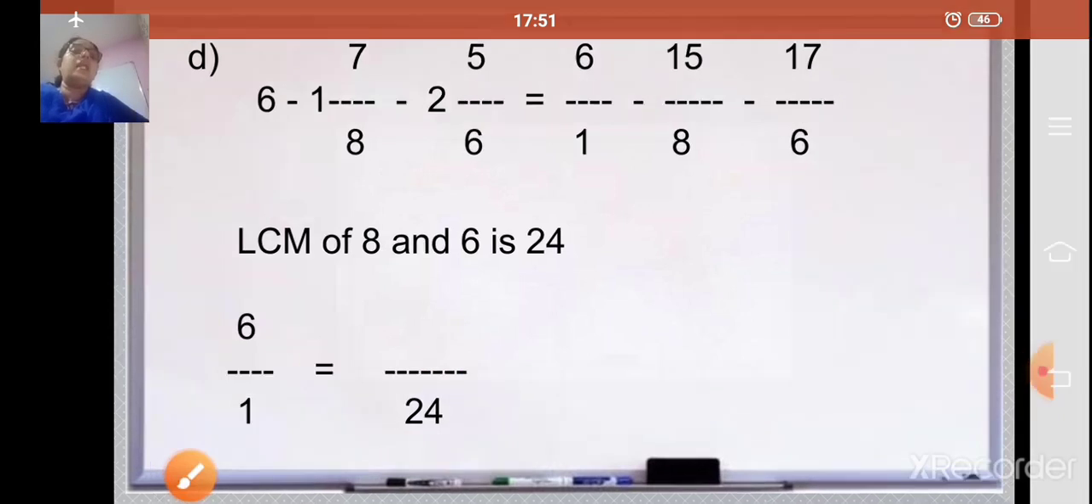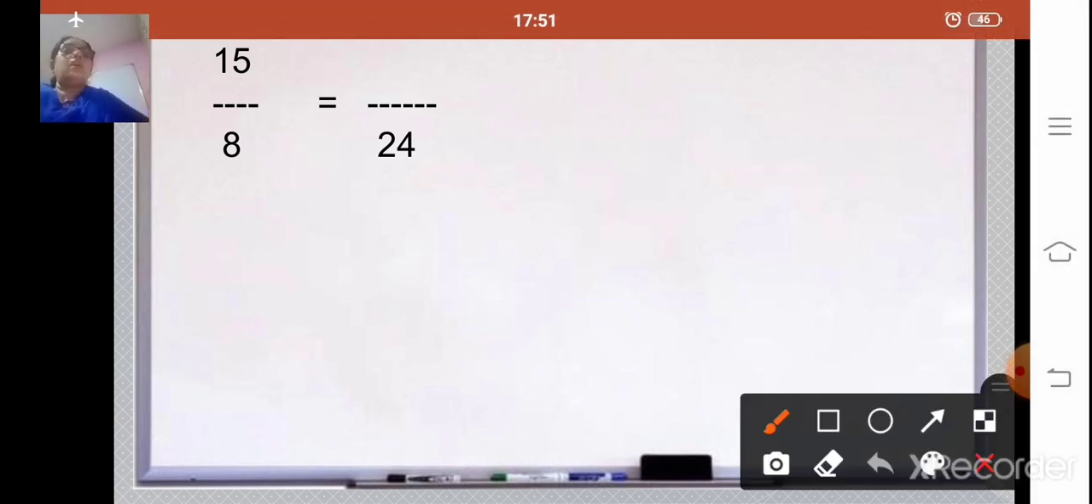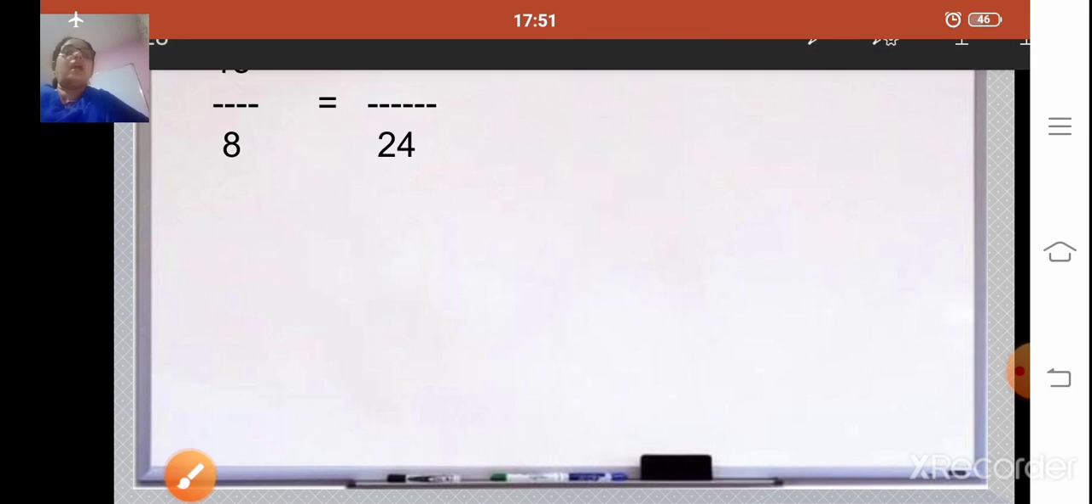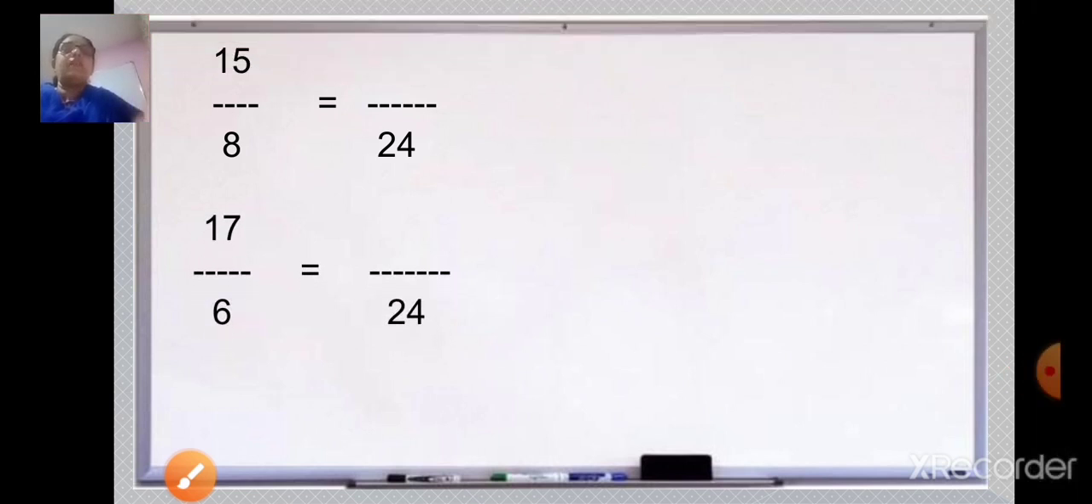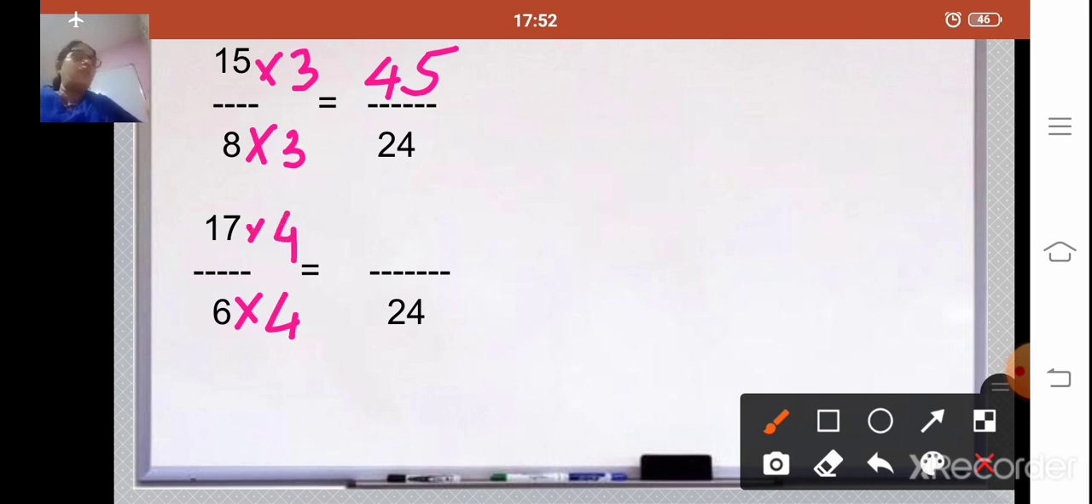Now same way with the second and third fraction: 15 upon 8 and the next one is 17 upon 6. Now 8 multiplied by 3 will give you 24. Same way, the numerator also you will multiply by 3. So 15 threes is 45 upon 24. And here 6 multiplied by 4 is 24. 17 when you multiply it by 4, you will get the answer as 68 upon 24. Now all the denominators are same, so what you will do is you will subtract.